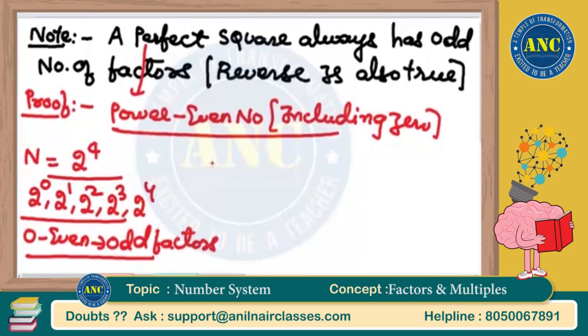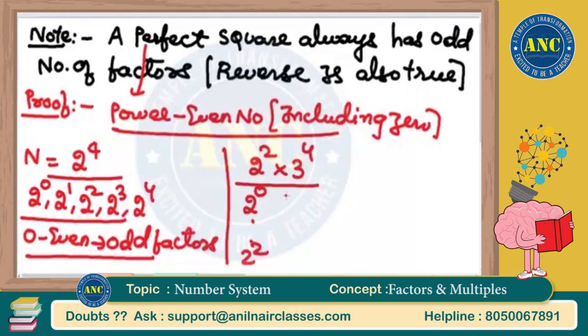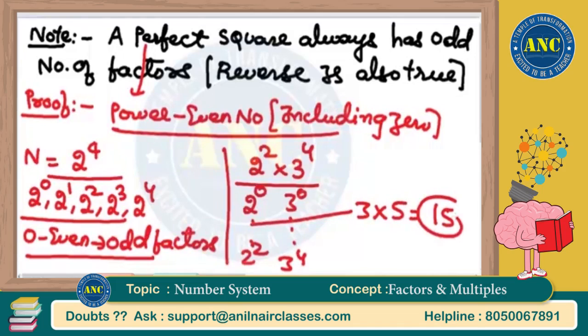If the powers are even numbers, how many factors will I get? 2 power 0 to 2 power 2, and 3 power 0 to 3 power 4. 0 to 2 is 3, 0 to 4 is 5. 3 fives are 15. If the power is an even number, I get from 0 to even. 0 to 4: 0, 1, 2, 3, 4. Total is 5. So if the power is an even number, the total number of factors will be from 0 to even, and 0 to even will always be odd.